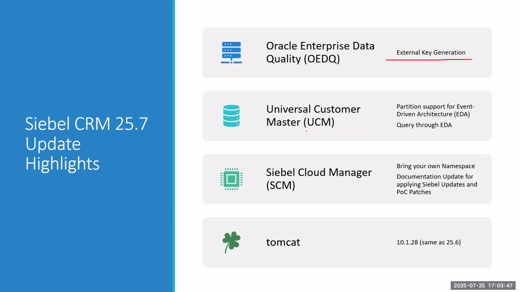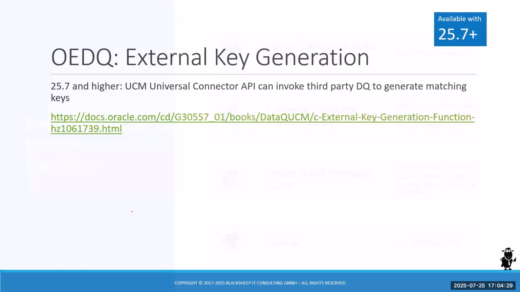Then we have UCM, Universal Customer Master, which for a while supports event-driven architecture. That's the Kafka integration, so there are new features there. And we have SCM, Siebel Cloud Manager, where we also have some updates. And the Tomcat version, that's always an important number because of security and vulnerabilities. That's 10.1.28. If you wonder why it's a 10, it's because since a month ago, 25.6, we have Java 21 with Siebel and Tomcat 10. So that hasn't changed since 25.6.